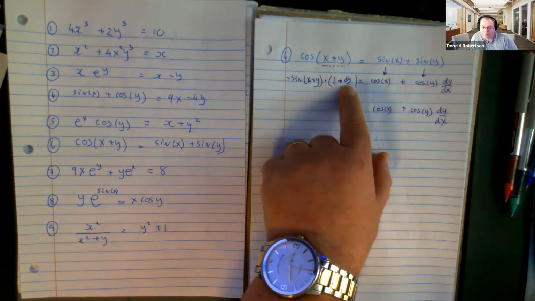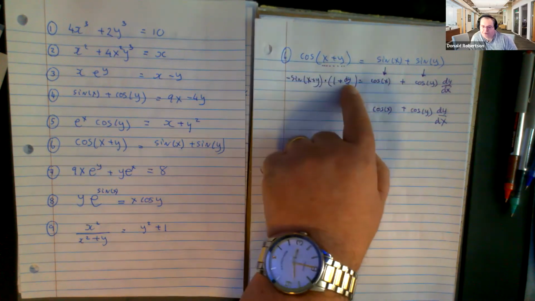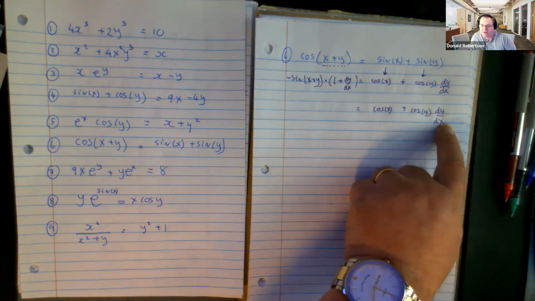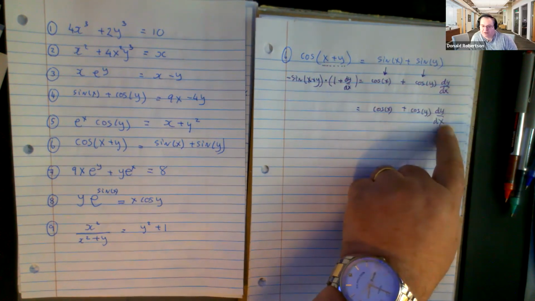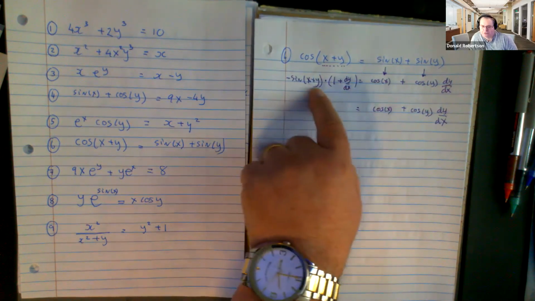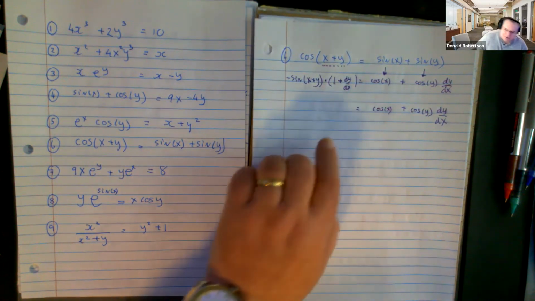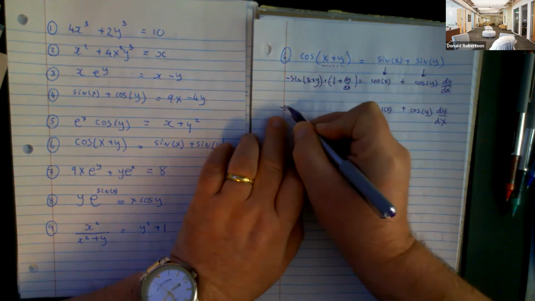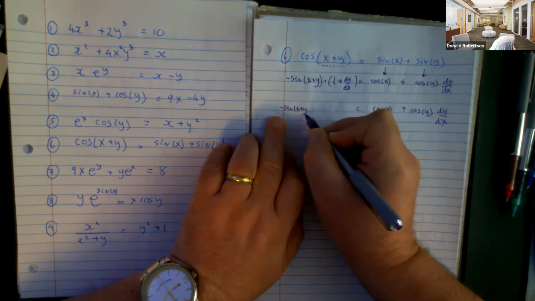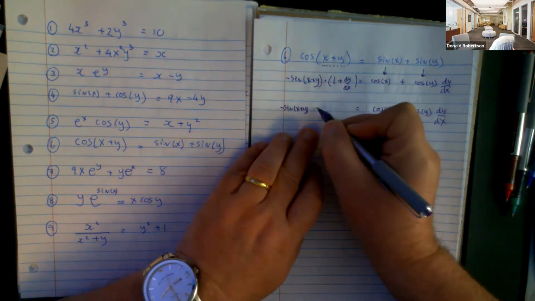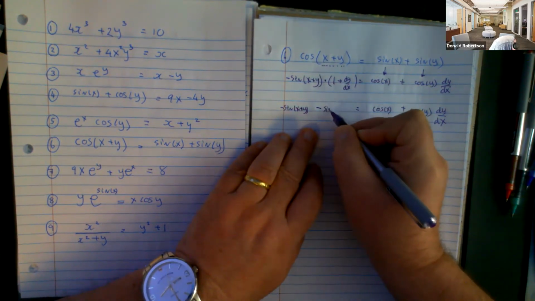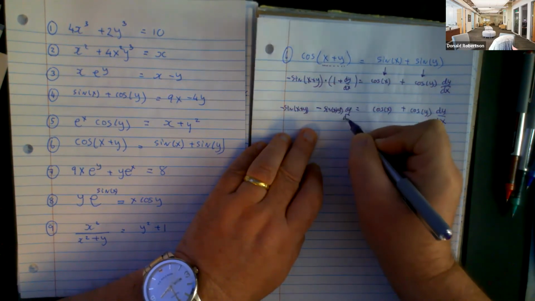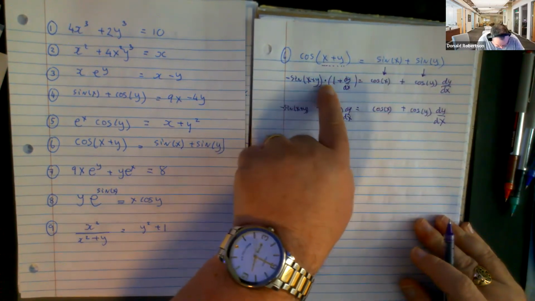What I'm going to have to do here is distribute this. And the reason I want to do that is because I want to be able to eventually get the dy by dx's together. And right now that's not in a way that's going to allow that to happen. So negative that times 1 gets you negative the sine of x add y. And negative that times that gets you negative the sine of x plus y dy by dx. So I have multiplied this by these two terms.